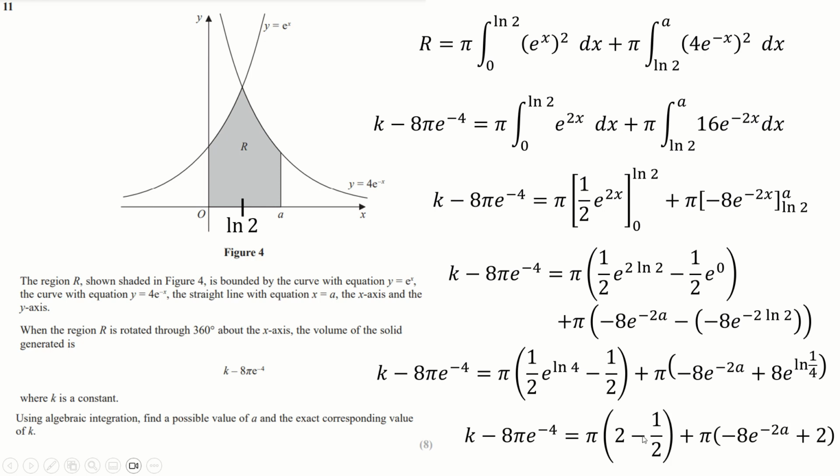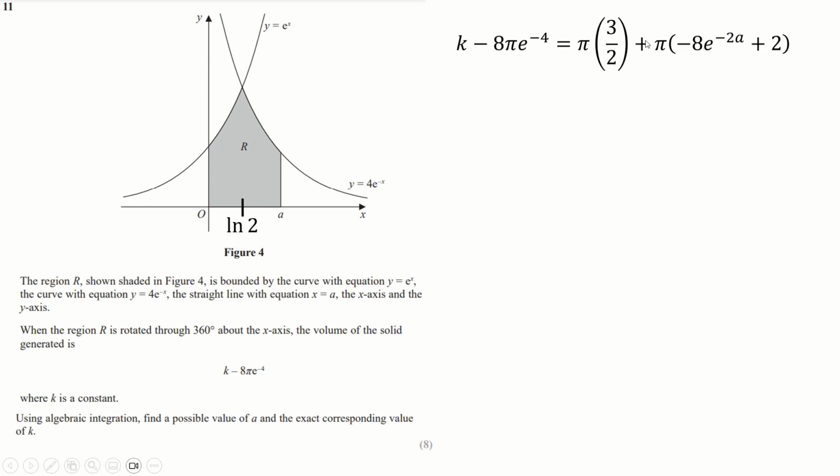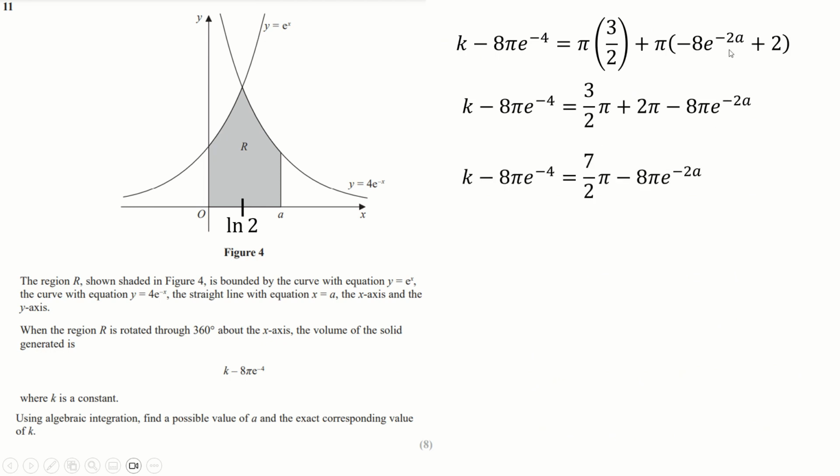2 minus a half is 3 halves, I guess. And now we can maybe expand out this pi as well. And 2 pi plus 3 over 2 pi is 7 over 2 pi. And we just get left with this.